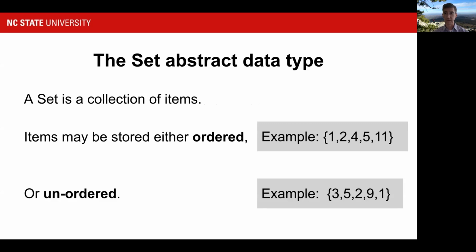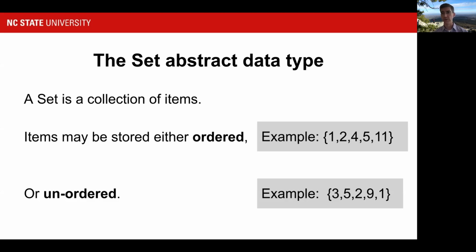A set is just a collection of things, a collection of items. It could be anything we wanted it to be. On the slide, I'm showing you some sets with integers. Within a set, those items could be ordered. For example, if I have a set of integers 1, 2, 4, 5, and 11, then I might order them from smallest to largest. Or a set may be unordered. In this case, 3, 5, 2, 9, 1, they're just all jumbled up together in a data structure.